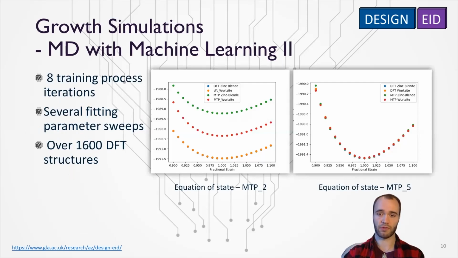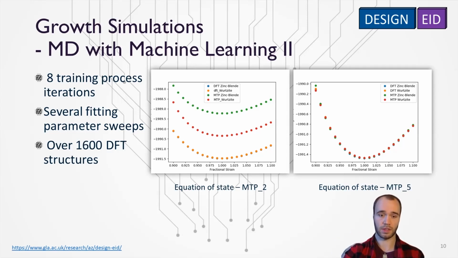So I did this iterative process 8 times in total, continuously refining my potential whenever it failed a validation test. For each iteration, I sweep the machine learning fitting parameters to find the best fit to the data. In the end, I had more than 1,600 DFT calculations in my training set. One of my validation tests was my potential's ability to replicate the equation of state, which is what I show in the 2 graphs here, where you can see a clear improvement from my 2nd to my 5th version of my potential.